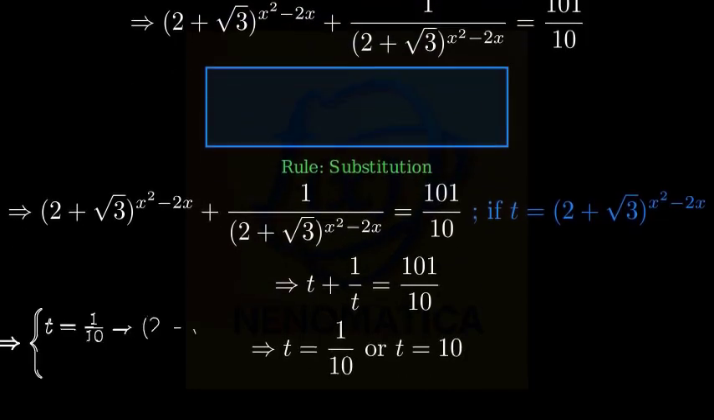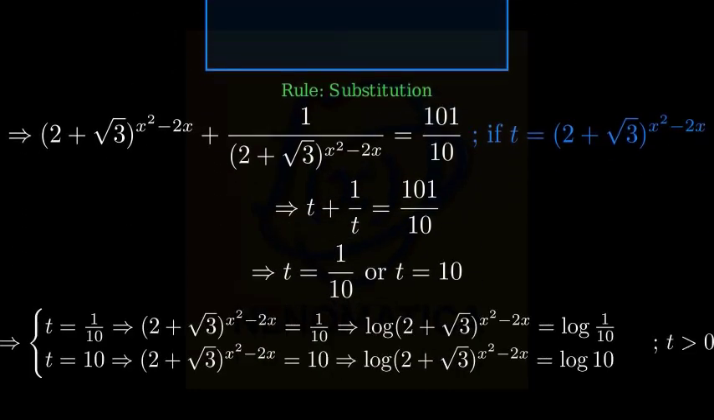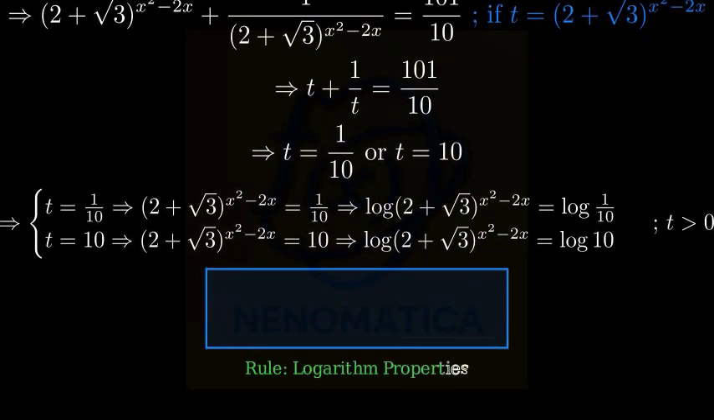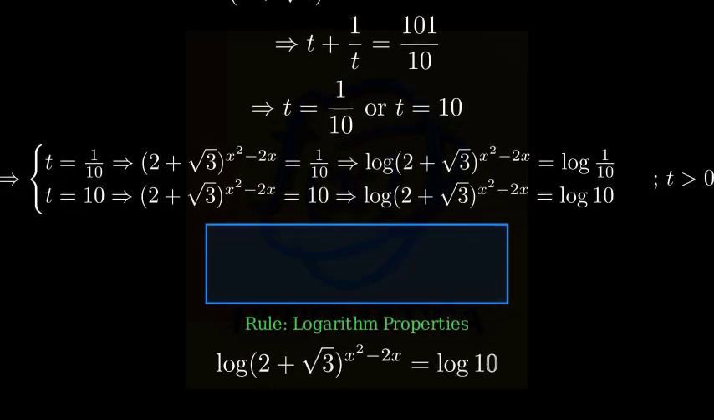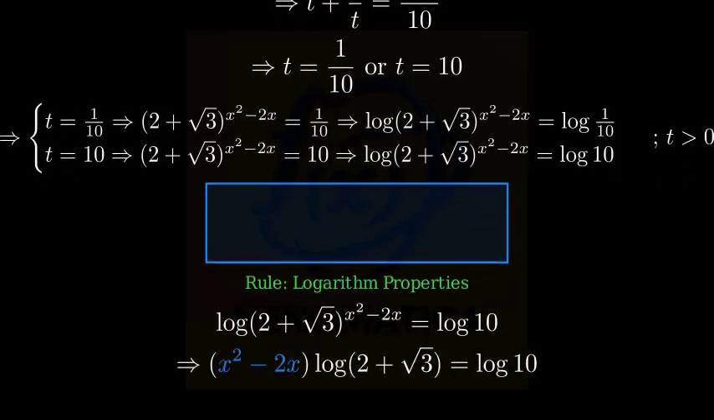We have two possible values for t, either t equals 1/10 or t equals 10. Let's focus on the second case, where t equals 10. We take the logarithm of both sides to get log of 2 plus square root of 3 raised to the power of x squared minus 2x equals log of 10. Using the property of logarithms, we can bring the exponent down: x squared minus 2x times log of 2 plus square root of 3 equals log 10.